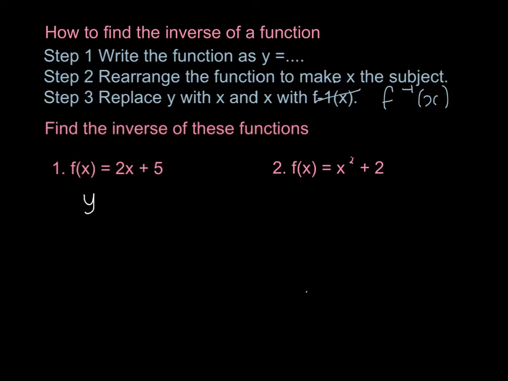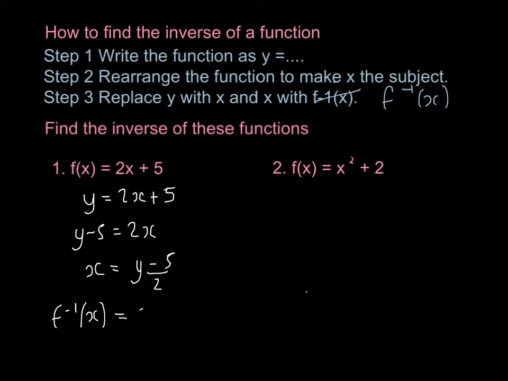First of all we're going to write that as y equals 2x plus 5, and then we need to make x the subject, so we will subtract 5 from both sides and then divide by 2. So we have that. Then the final stage is to replace the x with f minus 1 of x and the y with an x. So the inverse of 2x plus 5 is x minus 5 over 2. Obviously, if you think about it, multiply by 2, add 5, the opposite is subtract 5, divide by 2.